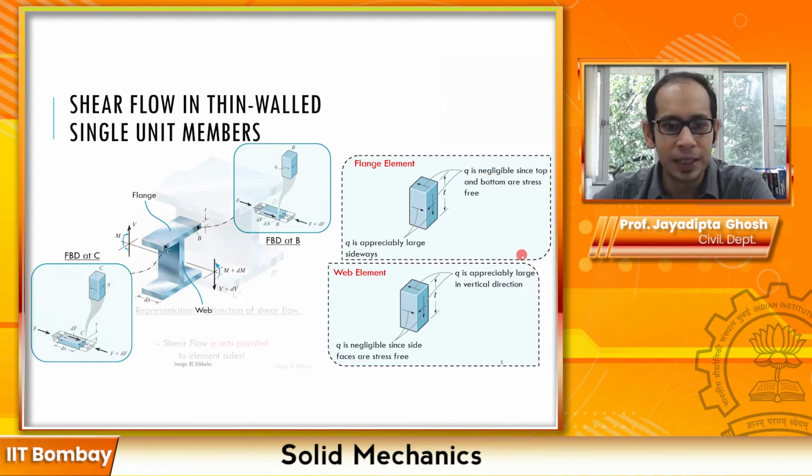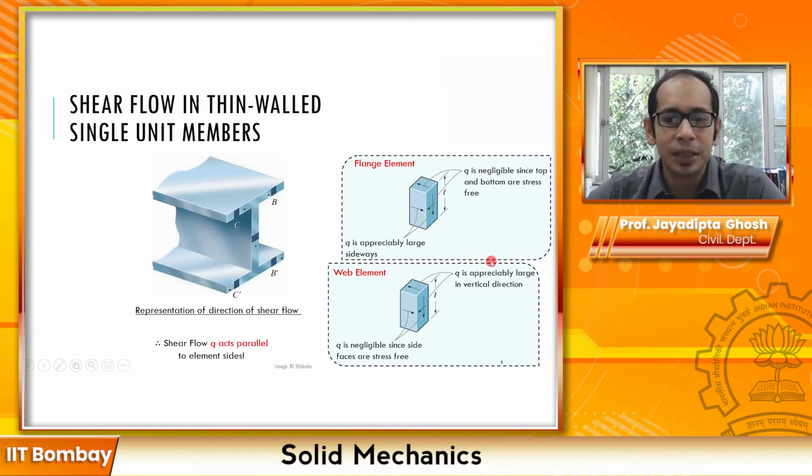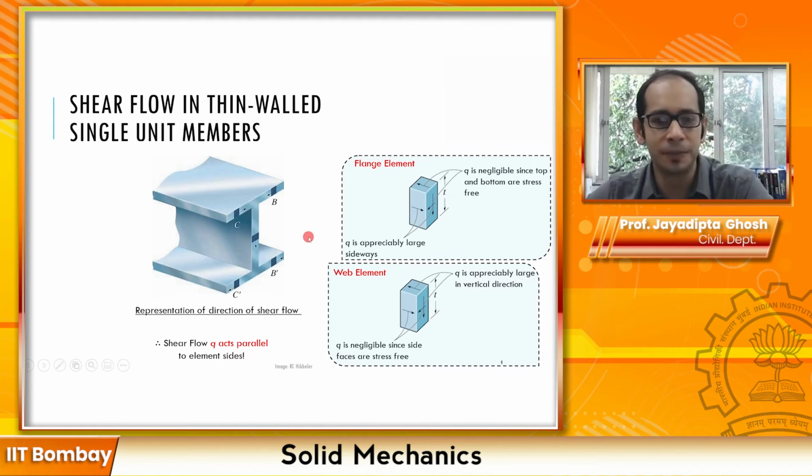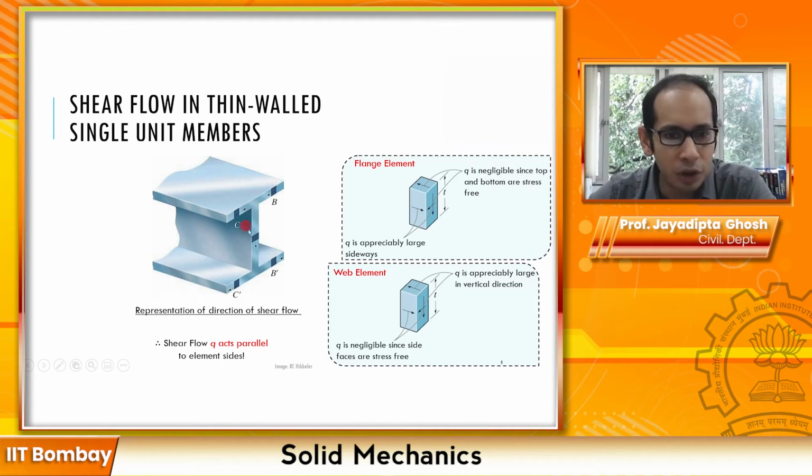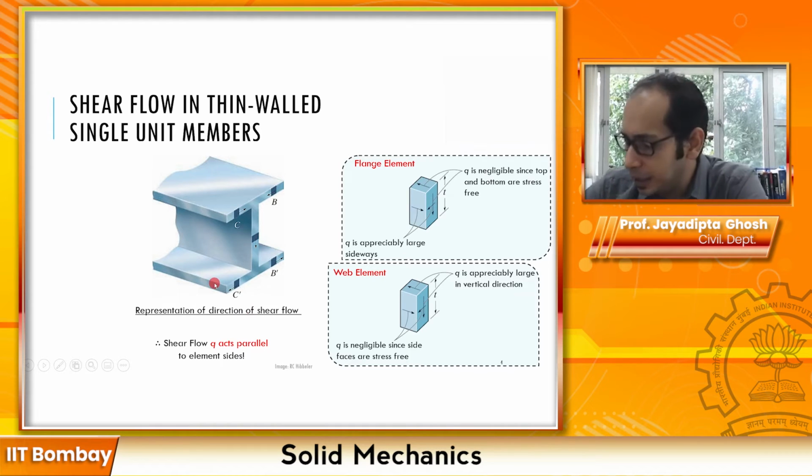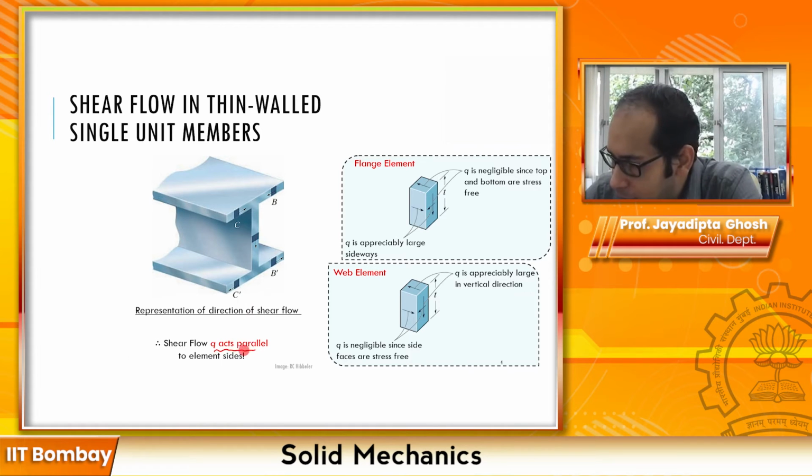So if you take these individual elements, this is the flow of the shear that is happening, or essentially q, or tau if you want to call it. Let's stick with q over here because tau and q are related. If you take these small elements over here, you will see the flow of shear happens like this. So q essentially acts parallel to the element side.